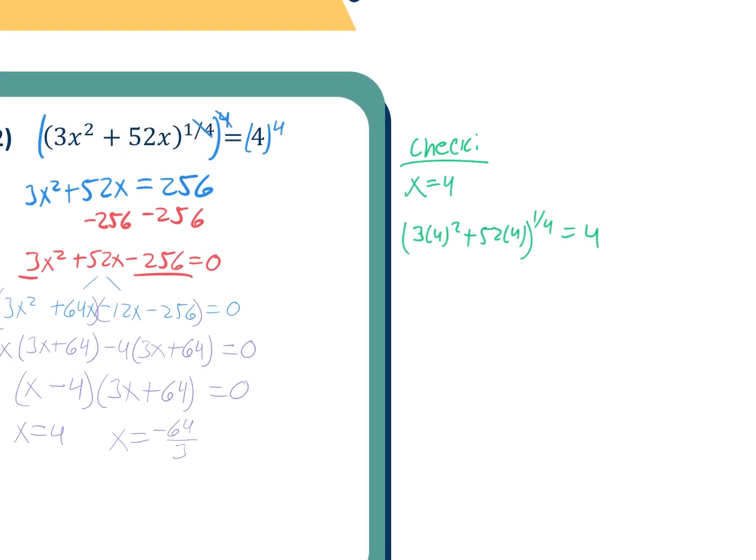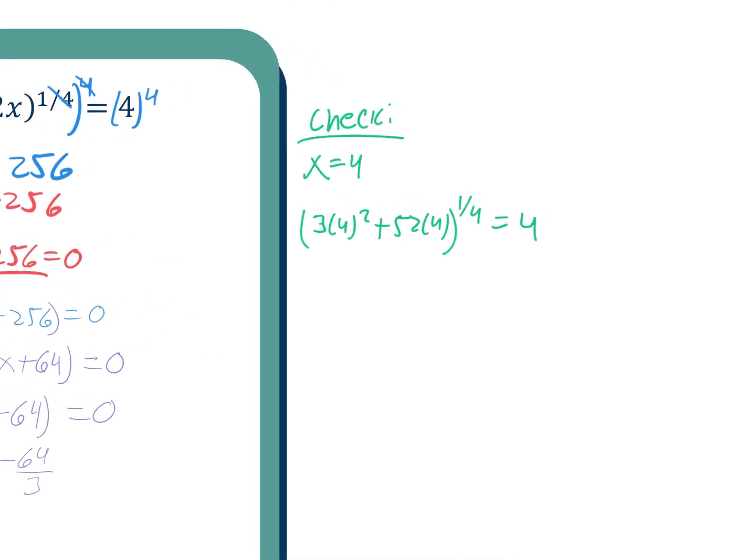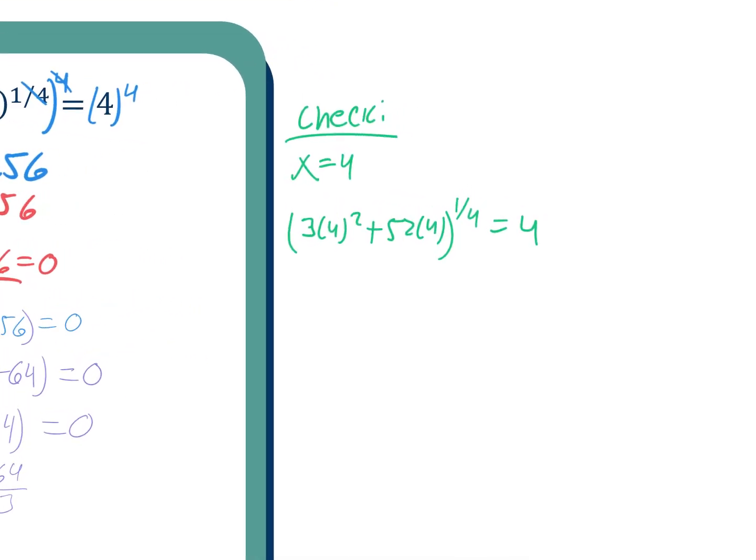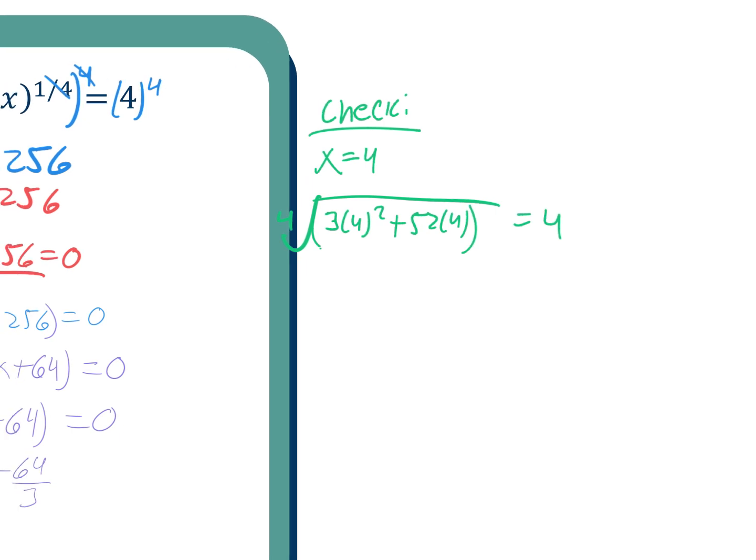Let's see if this is true. Now remember that 1/4 in the exponent is the same as the 4th root. So this is the same as if I were to write it as the 4th root of this expression. And the 4th root of what is going to get you 4?